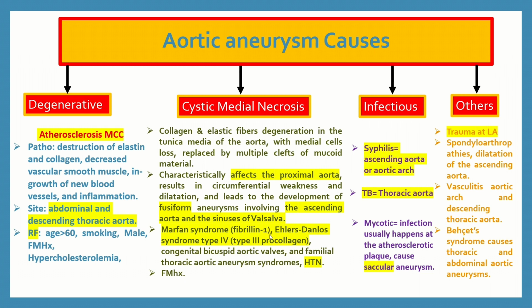An example of it include the congenital diseases that we talked about before, and hypertension. Other causes of aortic aneurysm include infections like syphilis that will affect the ascending aorta and aortic arch, TB or tuberculosis that will affect the thoracic aorta, and mycotic or infectious cause that usually cause infection at the atherosclerotic plaque, causing a saccular shaped aneurysm. Also, trauma can cause aneurysm at the ligamentum arteriosum, and we have other causes.